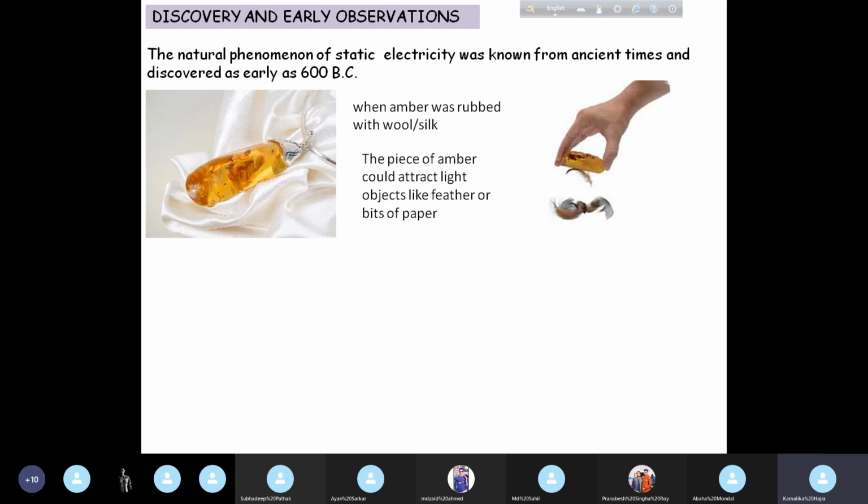Someone's microphone is unmuted. Can you please mute your microphone? I can hear some noise.